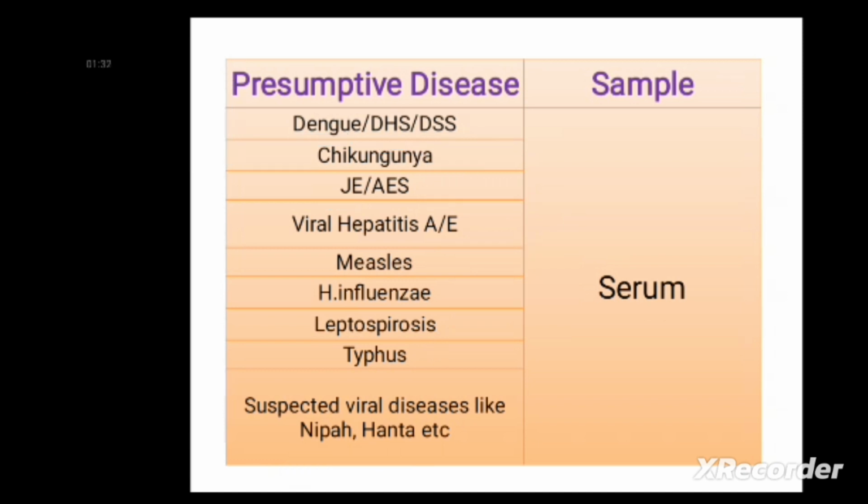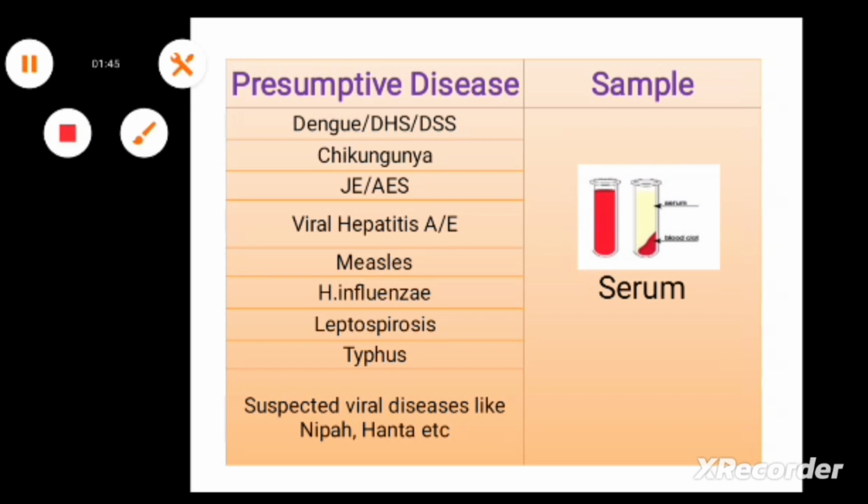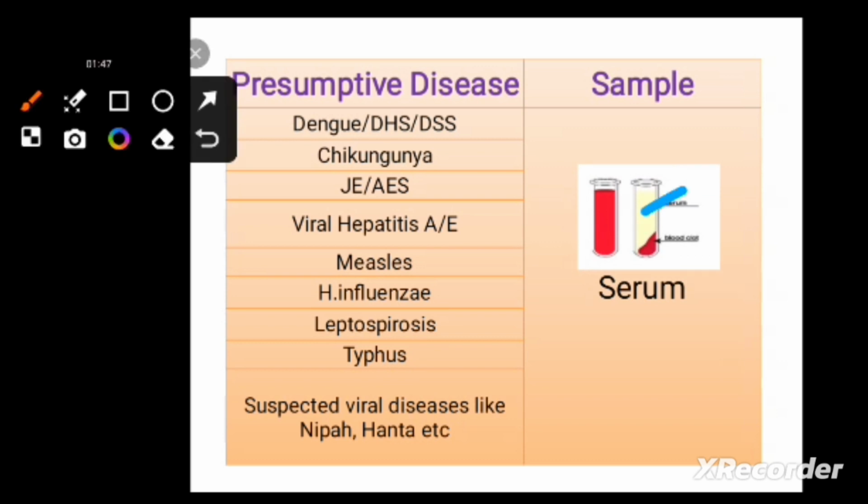5 ml venous blood is collected from a patient, then let the specimen clot for 30 to 60 minutes in a tilt condition at ambient temperature. Do not check the serum. It will look like this. The clear upper portion is the serum, and this lower portion is the blood clot. Now, transfer this serum to a sterile test tube and refrigerate it at 2 to 8 degrees centigrade. But it should not be frozen.